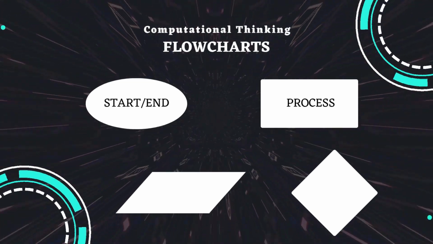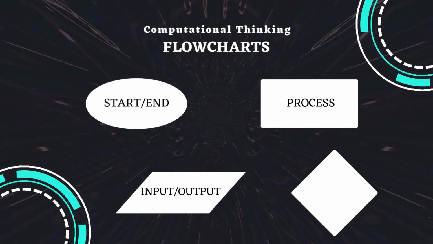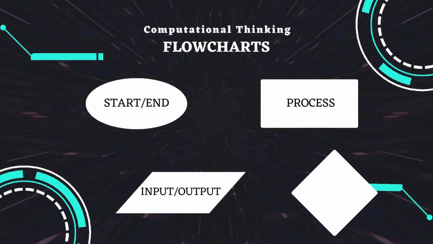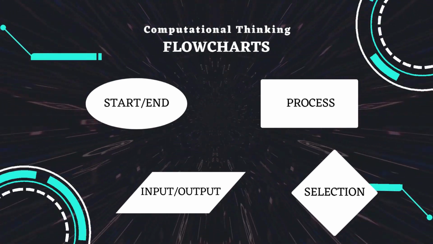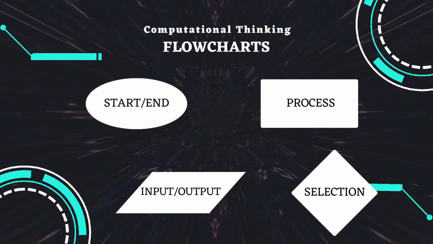A parallelogram represents an input or output, which is the part that will display to the user as a message or as a question. A diamond is used to represent selection, which is where the system will decide which path it should take.